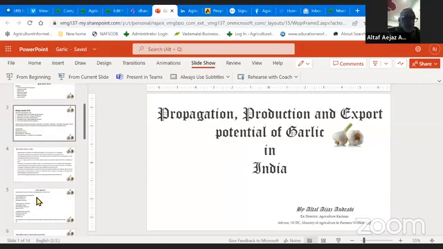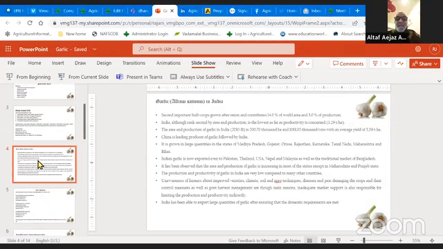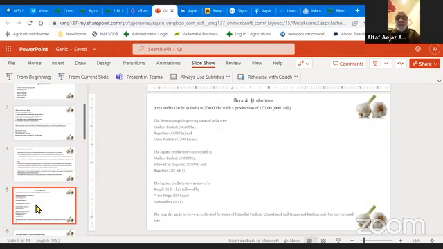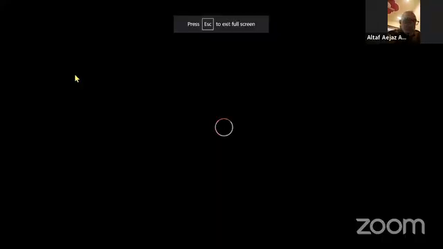There are three major garlic states which are normally leading in area and production. Let me go to which are the areas. I have already mentioned the major garlic producing states in our country.